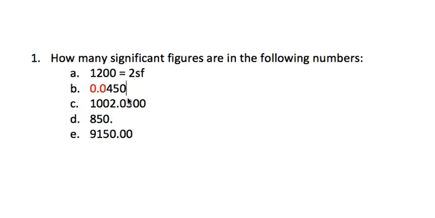Okay, but this last one shows precision. So anything to the right of a number and there's a decimal point somewhere in the number right there, then those 3 at the end count. So this one has 3 significant figures.